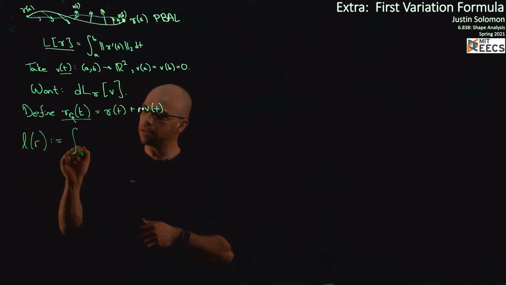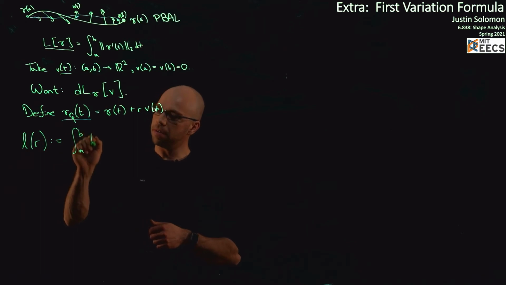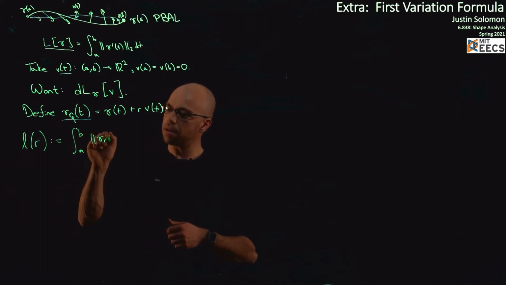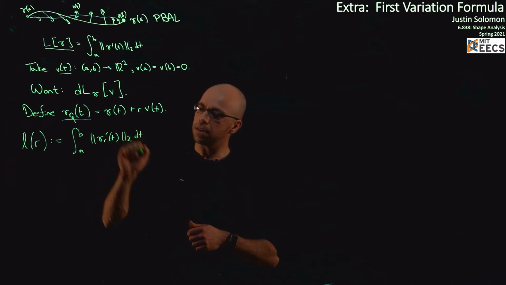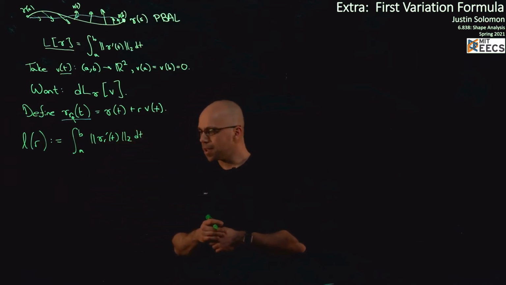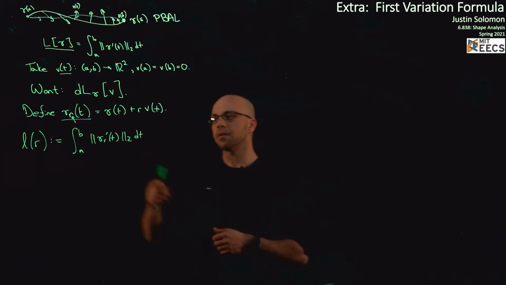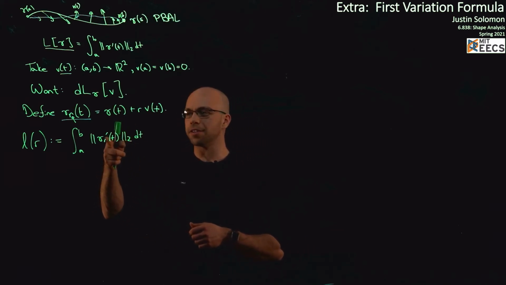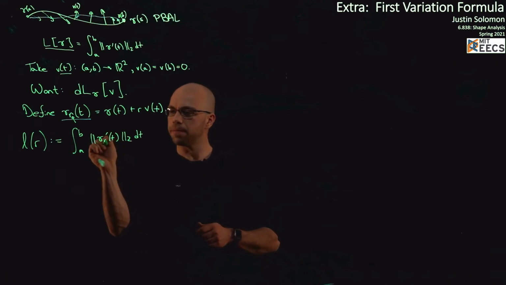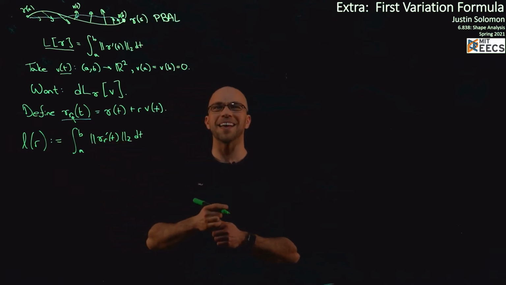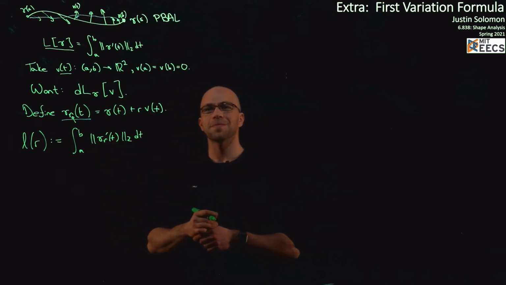And that leads me to a function that I can call L of r, which is just going to be the integral from a to b of the norm of gamma r prime of t dt. Incidentally, when I use prime in today's discussion, I mean differentiation with respect to t, not with respect to r.